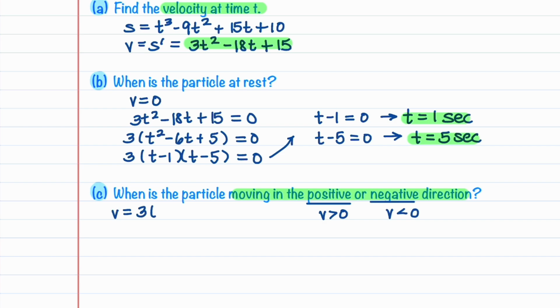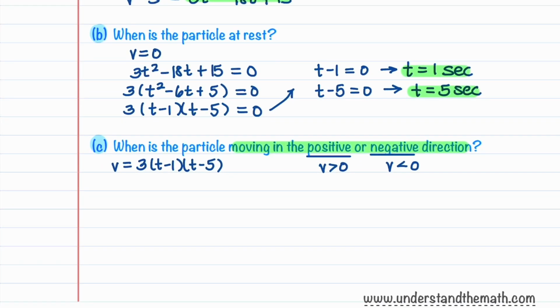I'm going to start by writing down our velocity function in the factored form. We just found this. It's 3 times (t minus 1) times (t minus 5). And we know that our velocity is equal to 0 when t is equal to 1 and when t is equal to 5. So what we're going to do is look to the left and the right of 1 and 5 to see what the velocity is equal to.